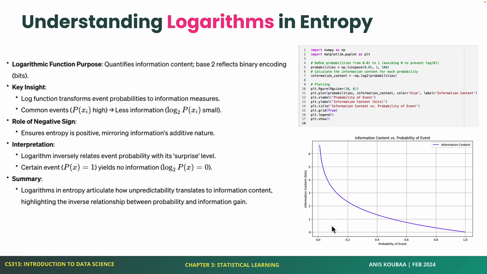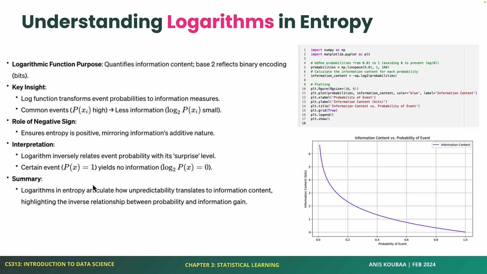Now look, this is a simple Python code that draws the probability on the x-axis and the information content on the y-axis, which is calculated by minus log2 of P. It's only log2 here. And they are inversely proportional. It's decreasing. When the probability is high, I will have information equal to 0. And when the probability is low, the information is going to tend to infinity.